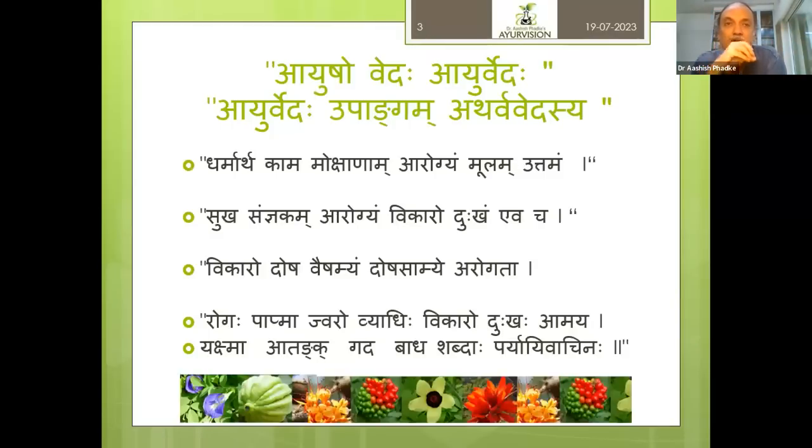Ayurveda is nothing but Ayusho Veda, or it is Upangam Atharva Vedasya. It is considered to be a part and parcel of the Vedas, basically from Rig Veda down, and the maximum portion is found in Atharva Veda. So it is considered to be Upangam Atharva Vedasya. And in that, it has been mentioned why Ayurveda has to be understood.